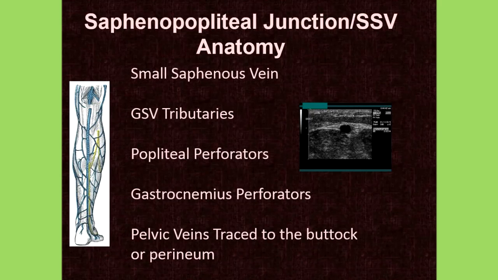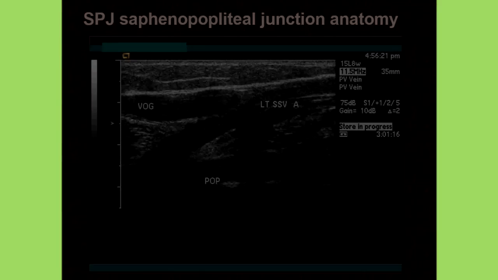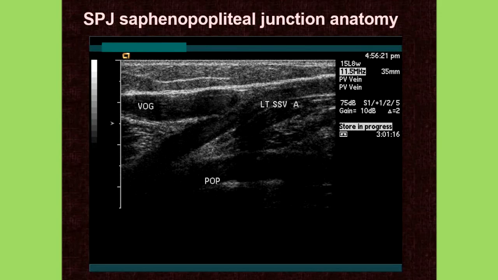Just because you see insufficiency of the small saphenous vein, it doesn't mean it's coming through the saphenopopliteal junction. It may be originating elsewhere. And this is that image I talked about, the saphenopopliteal junction with that very large vein of Giacomini. That's a strong indication that the reflux is coming down the vein of Giacomini and proceeds on down into the small saphenous vein sometimes. Sometimes it just dumps into the popliteal vein.